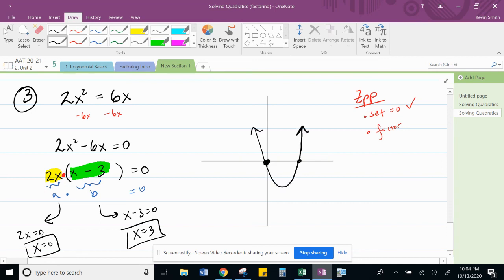So that is it for solving. Just keep in mind these two things. We've got to make sure we always set it equal to 0. And then, like I wrote factor here, really what I meant was it needs to be a multiplication problem. We need to be working with a product. So those are the two things you've got to check for.